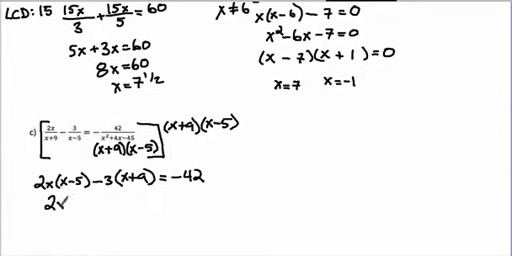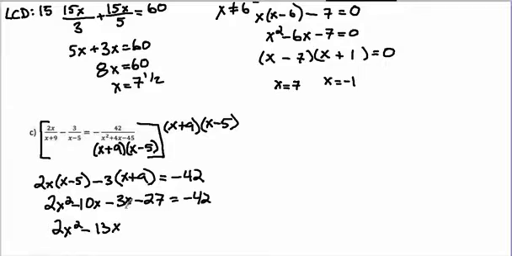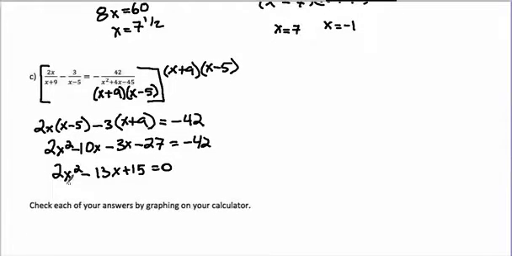So 2x squared minus 10x minus 3x minus 27 equals -42. I see that I have a quadratic, so I'm going to have to get everything to the same side and then either factor or use the quadratic formula. So 2x squared minus 13x plus 15 equals 0. Okay, again, I think this is factorable.